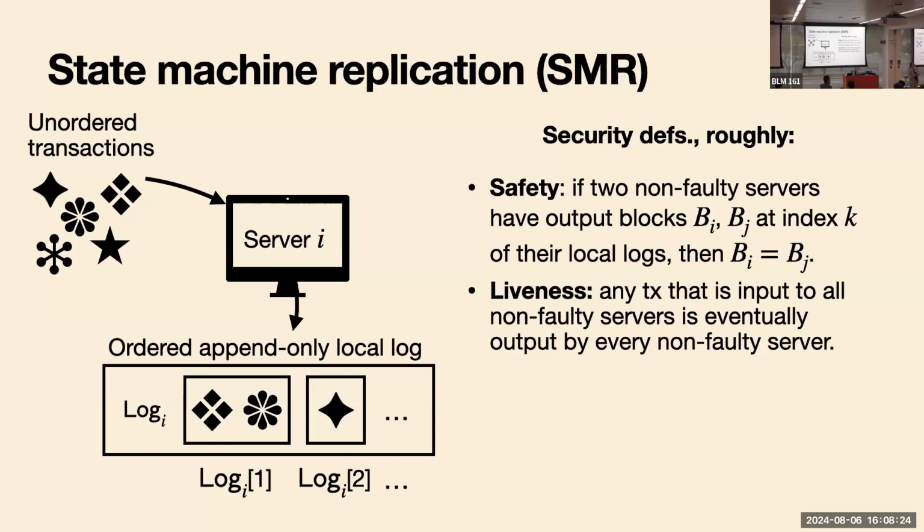And furthermore, that anything that is input to all non-faulty servers eventually gets output by all non-faulty servers. So there's a little asterisk here where you can define this slightly differently and say if any non-faulty server receives it, then it should be output, but you usually just get around that by using some sort of gossip protocol.